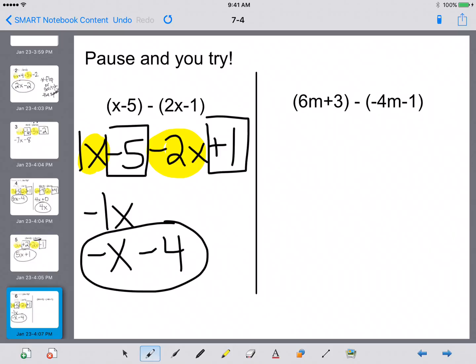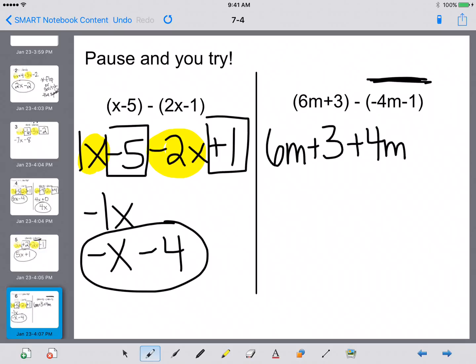Here we have 6m plus 3 minus negative 4m minus 1. So our first chunk can stay the way that it is. This subtraction sign flips everything in here. So negative 4m becomes positive 4m. Negative 1 becomes positive 1.